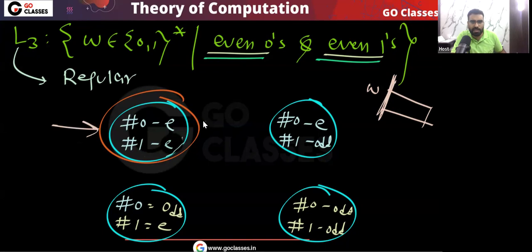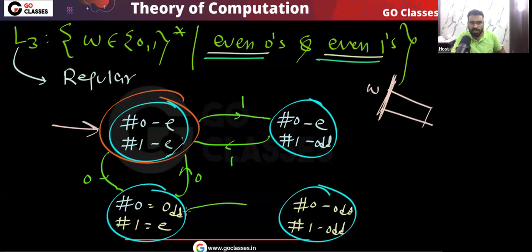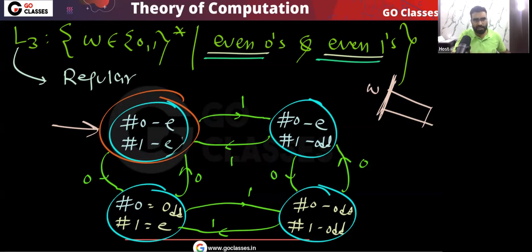Now you can easily make the transitions. In this initial state, if 1 comes we will go here. In this state if 1 comes we will go here. In the initial state if 0 comes we will go here. In this state if 0 comes we will go here. In this state if 1 comes we will go here. In this state if 1 comes we will go here. In this state if 0 comes we will go here. Yes or no? So like this will be your DFA, that's it. We have created the minimal DFA. This is the minimal DFA for L3.